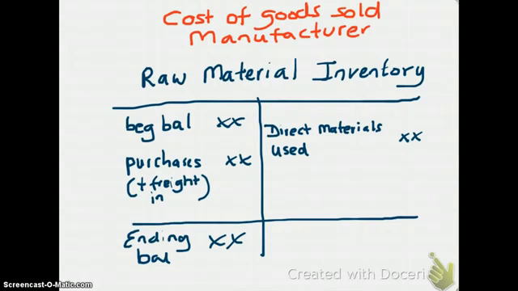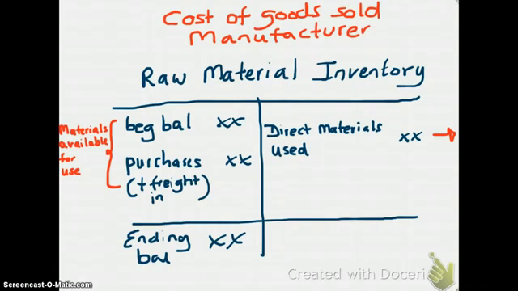So to summarize, your raw material inventory account has a beginning balance. You add purchases to it. Direct materials used up decreases inventory, and then whatever is remaining is your ending balance of raw material inventory. Also, you will need to know some more terminology. Whenever you look at beginning balance plus purchases of raw materials, we would call that materials available for use.